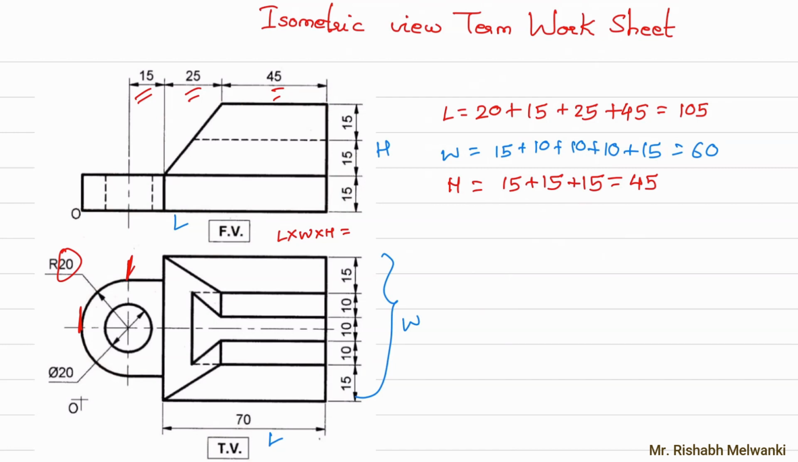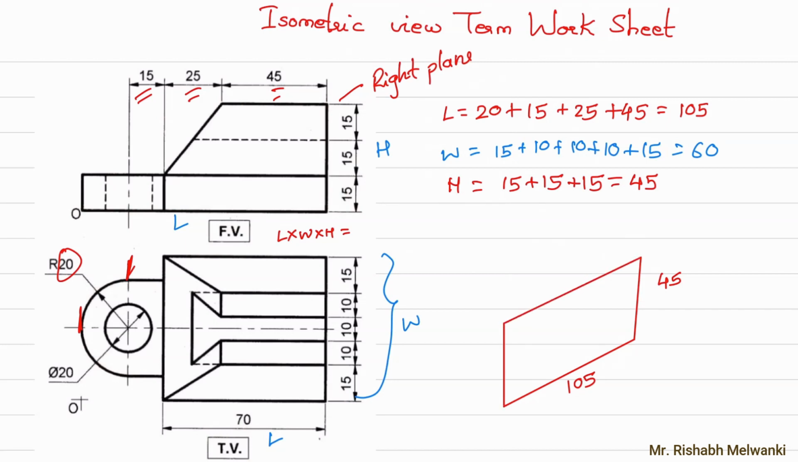So basically we are going to draw a box, and in that the front view will be drawn in the right plane. The length of that front view will be 105, whereas the height will be 45. It will match over here. Then the width is 60. So like this we are going to create a box.